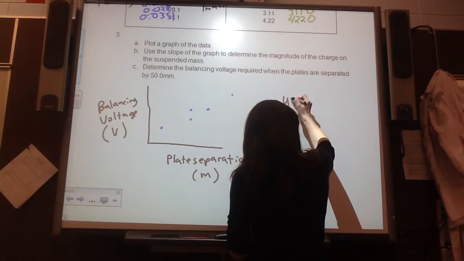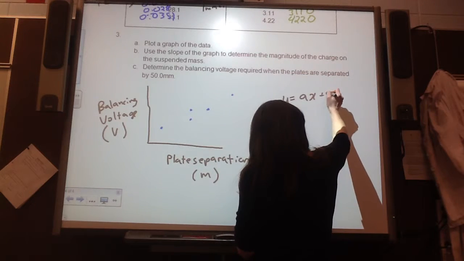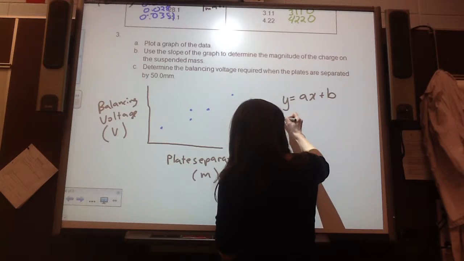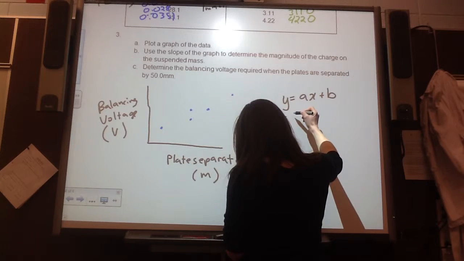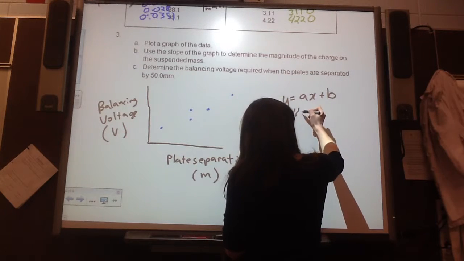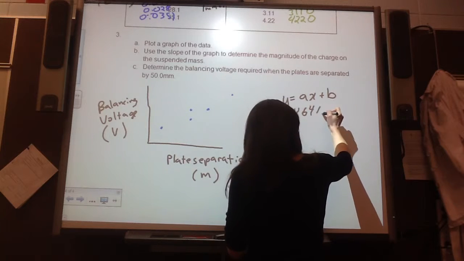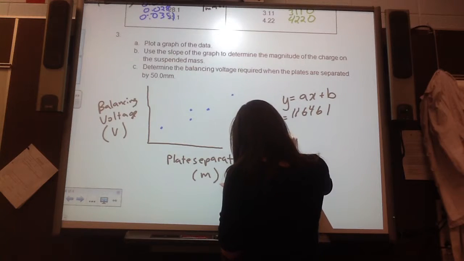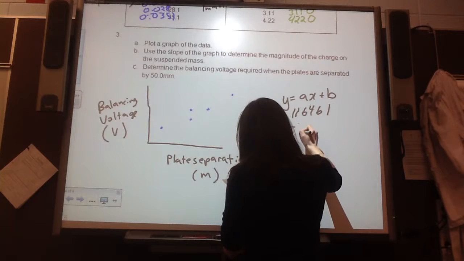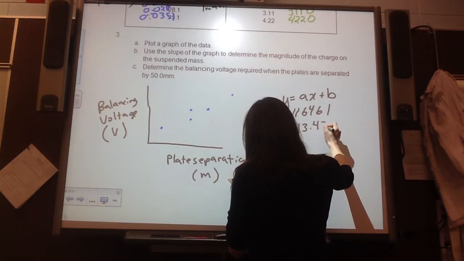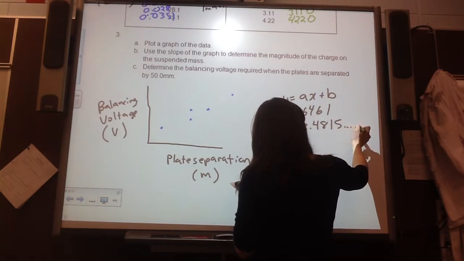So for our formula, let's just write down what we got. a is 1.1164661, and then the b is negative 13.4815, etc.